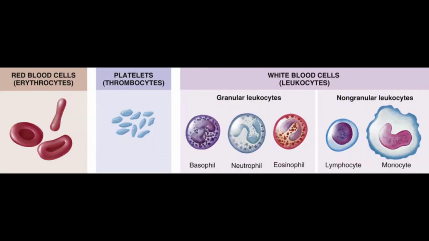So this image is just a review look at the types of blood cells that you have. We have the red blood cells, the erythrocytes, the platelets, also known as the thrombocytes. Remember, these help in clotting. And then we have white blood cells, the leukocytes. We have granular ones and non-granular ones, which are part of our immune system.